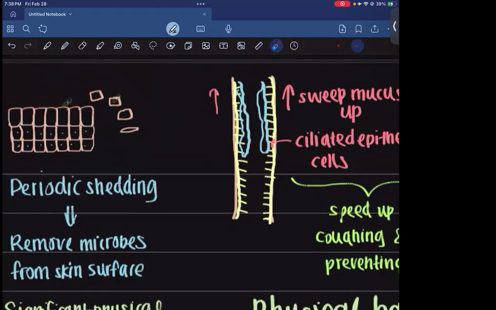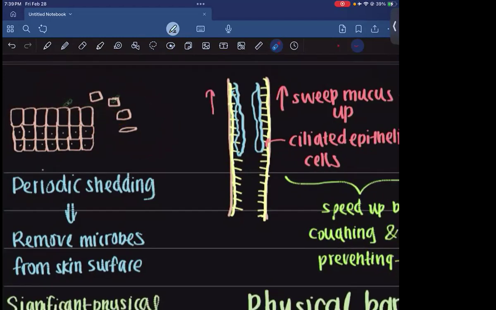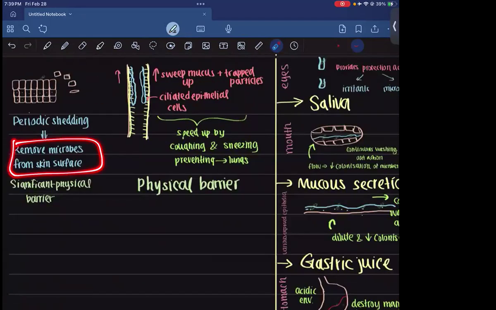So it is exposed to the environment. Microorganisms can come and sit on them. When there is periodic shedding occurring, these microorganisms will go along with the cells that are shed off. So on the skin surface, microorganisms come and sit here. The topmost layers are being sloughed off, and the microorganisms are removed along with the cells that are going away. Therefore, the microorganisms can be removed from the skin surface.